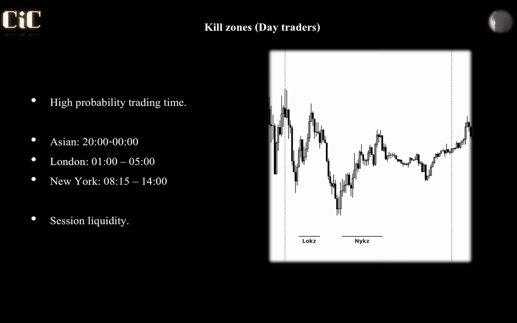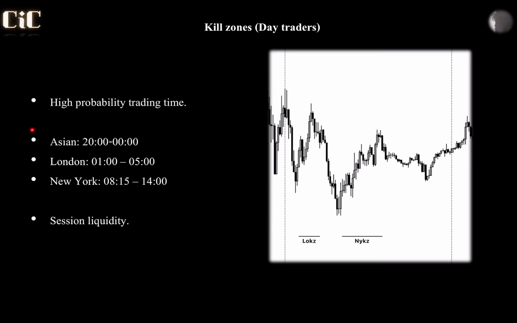Kill zones only apply for day traders, and also apply for the weekly candle trader when trying to catch the high or the low, because the high or the low of the week usually forms on a specific day at a specific time, usually, more often than not, during a kill zone. A kill zone basically is a high probability trading window. It's a window of time in which price moves faster.